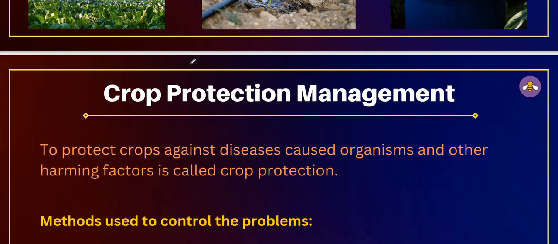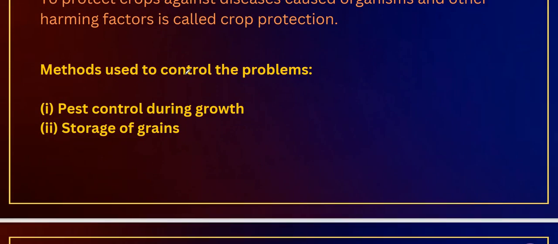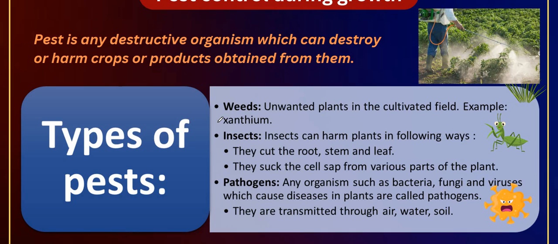Crop protection management. How will you protect plants? To protect crops against diseases caused by organisms and other harming factors is called crop protection. Methods used to control the problem are to store the grains properly and use pest control. Pest control during growth: you must have seen people spraying different chemicals over the plant to avoid the pest. A pest is any destructive organism which can destroy or harm the crop or the products obtained from it. So we need to kill these pests.